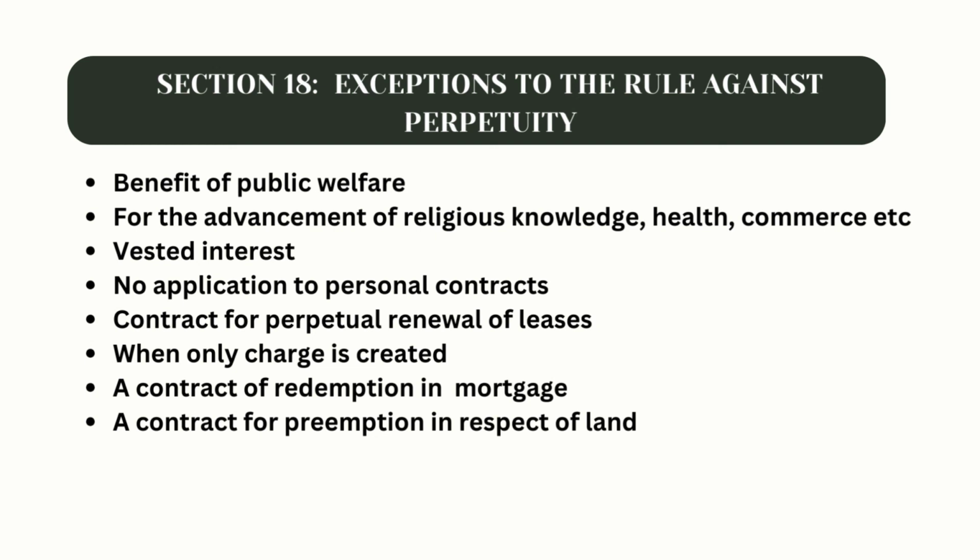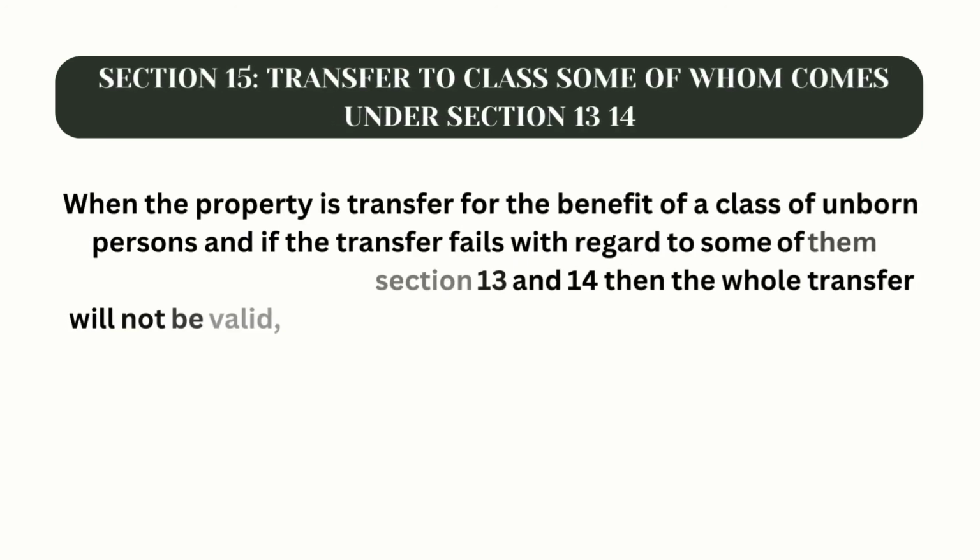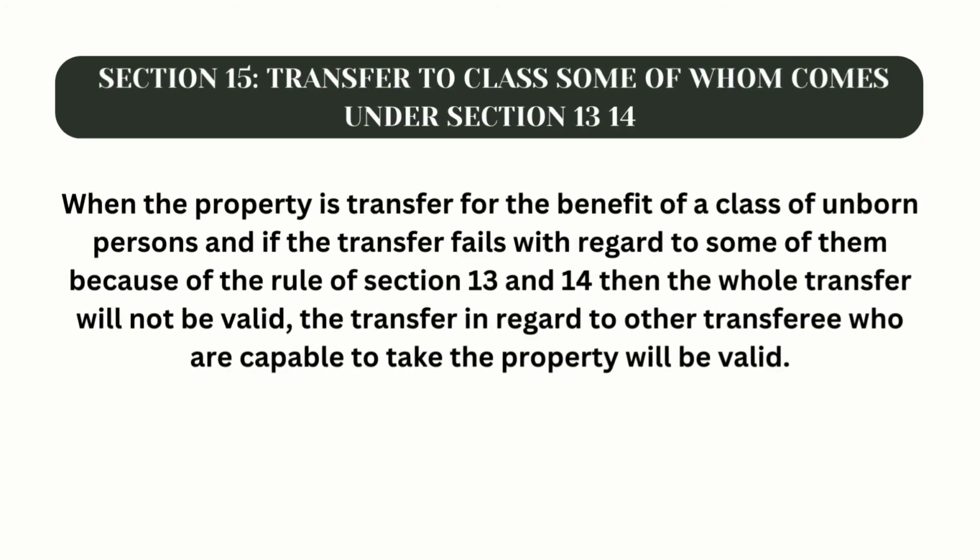Eighth, a contract for preemption in respect of land. When the property is transferred for the benefit of a class of unborn persons, and if the transfer fails with regard to some of them because of the rule of sections 13 and 14, then the whole transfer will not be invalid. The transfer in regard to other transferees who are capable of taking the property will be valid.